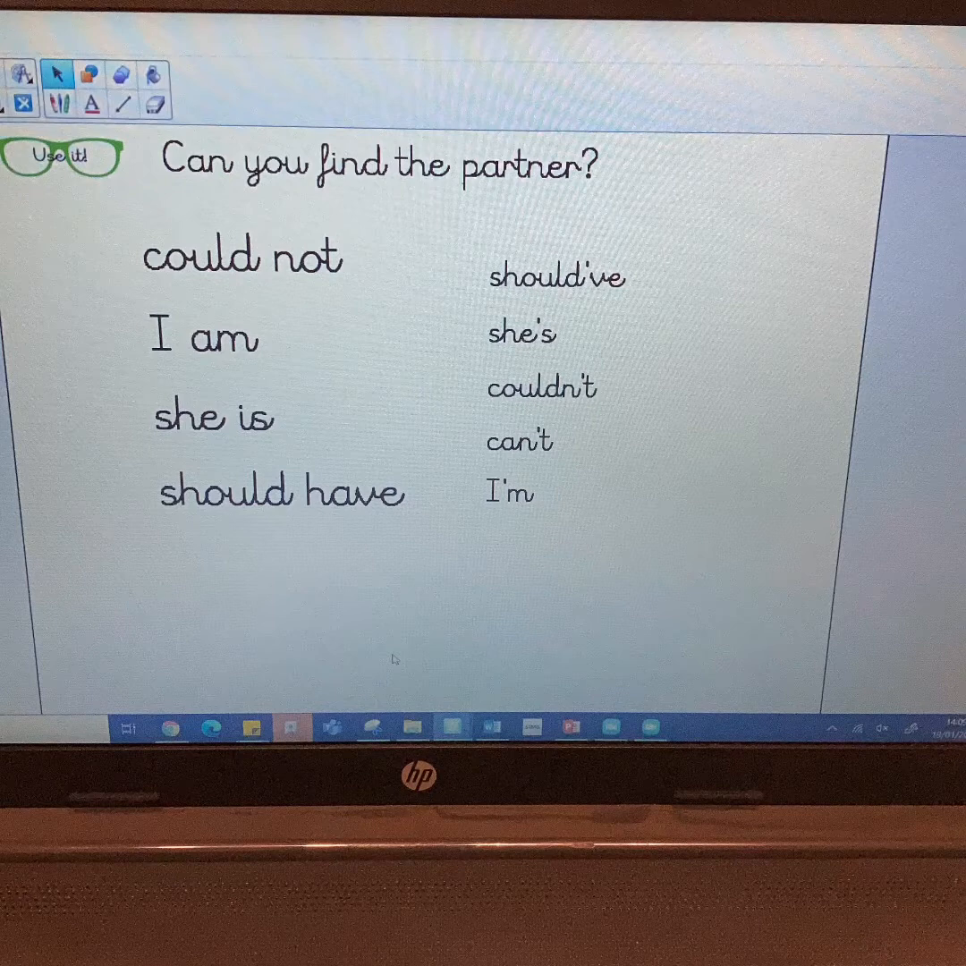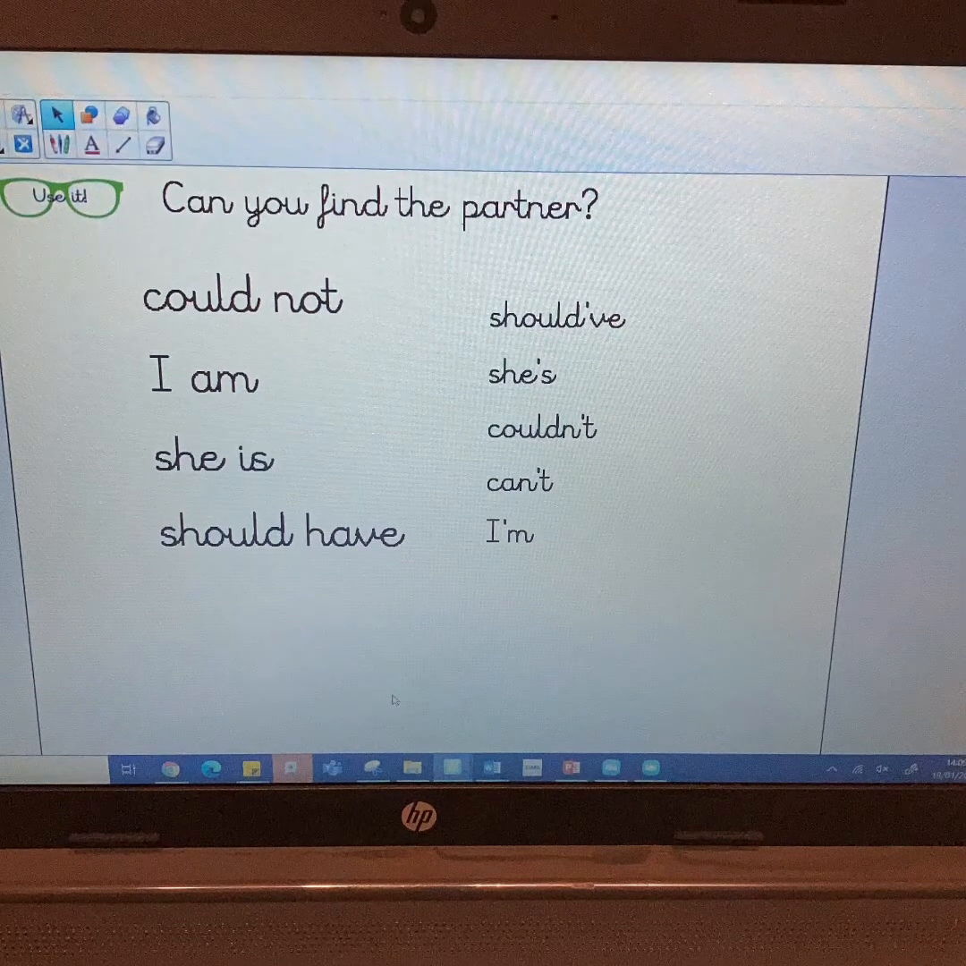So this is still a rewind because we have worked on this before. Can you match up the formal, so the ones that are not contracted, to the informal abbreviation or contraction on the right hand side? One of them does not have a contraction, so can you write down what the missing one would be? So you've got ones on the left, ones on the right. Can you match them up?